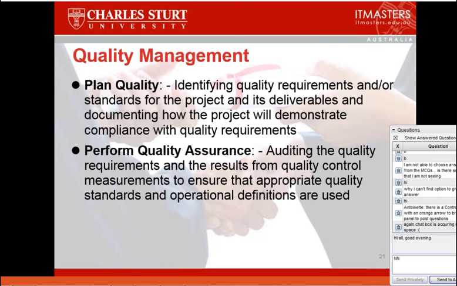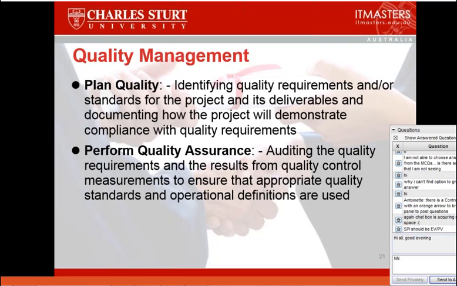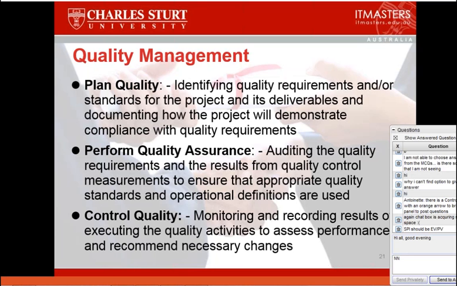So we're auditing the quality requirements and the results from quality control measurements to ensure that appropriate quality standards and operational definitions are used. So we're getting input from quality control that helps us to measure and determine if we are doing the things correctly. And if we're not doing the things correctly, we should then be making the appropriate adjustments to our policies, procedures, processes, etc.